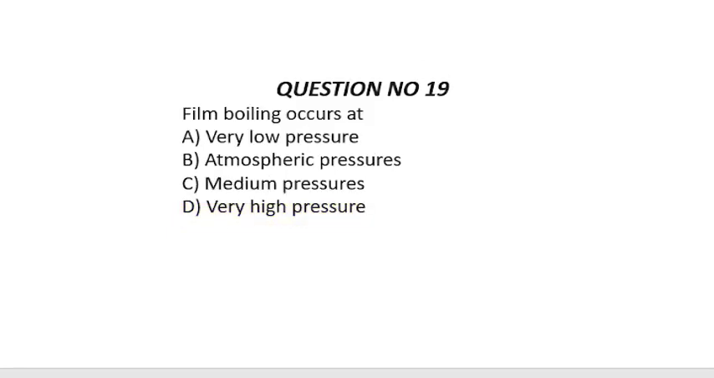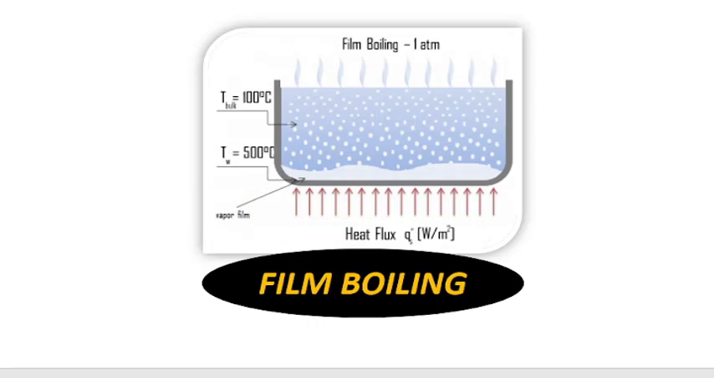Question number 19. Film boiling occurs at. So film boiling occurs generally at very high pressure. So the correct option is option D. And this is the representation of film boiling.